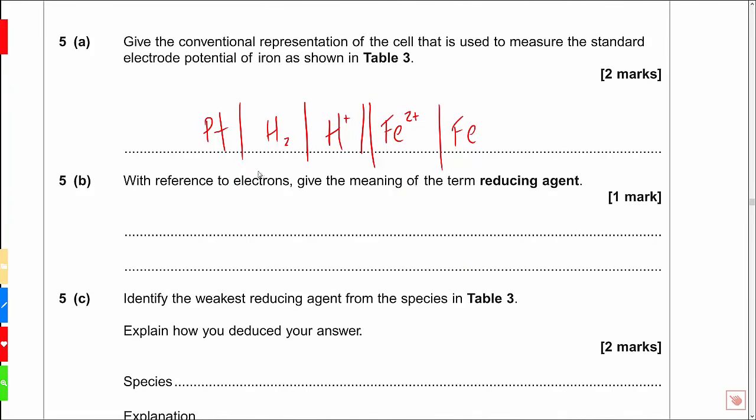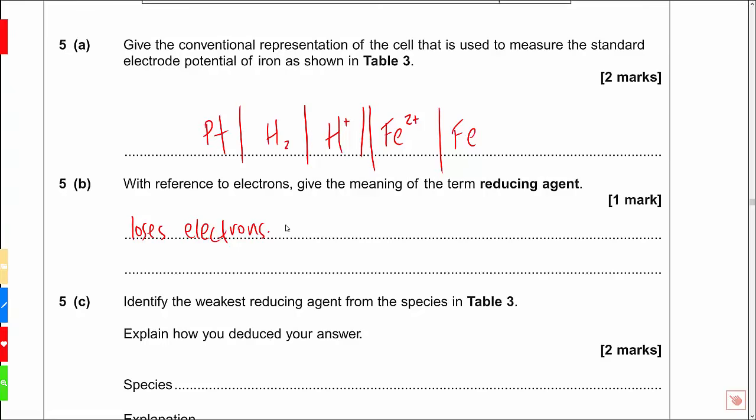I didn't actually go through this specifically with reference to electrons in the last bit when I was talking about oxidizing agents. But a reducing agent is itself oxidized. So you could say it's oxidized, but that is not in reference to electrons. So we would need to say it loses electrons, basically. 1 mark, nice and easy. Ultimately, it reduces something by itself losing electrons.